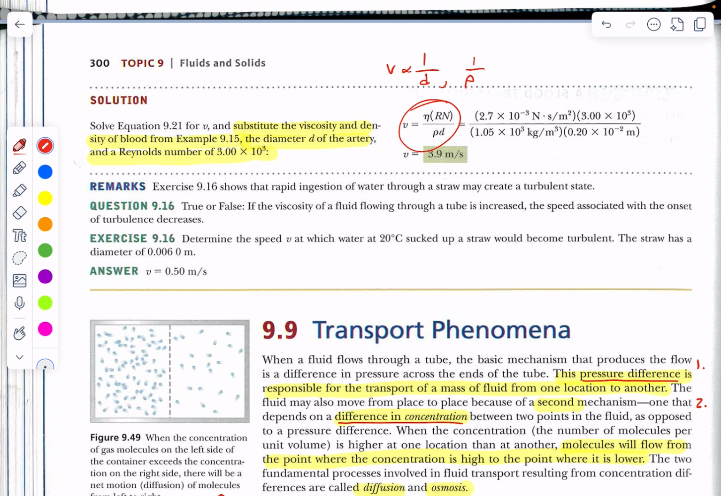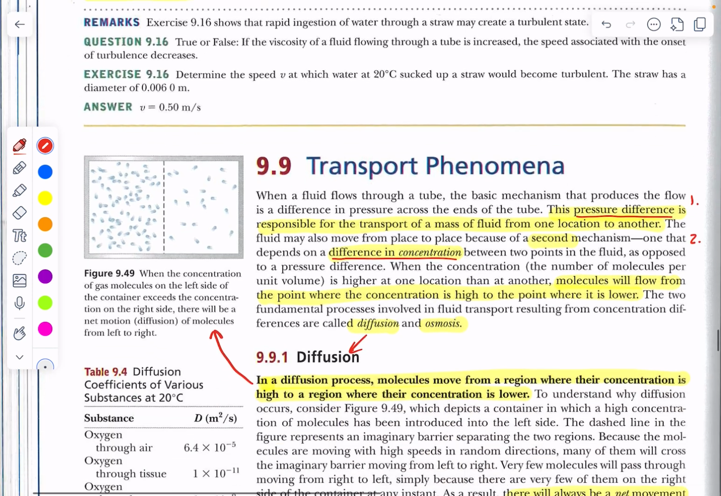So you would expect that also to be, I'm sorry, not the viscosity, but the density would be inversely proportional to that. You would also expect it to be dependent upon the Reynolds number, which is one value. So all of those things are going to be important in determining the speed with which the fluid is going to go through the tube.